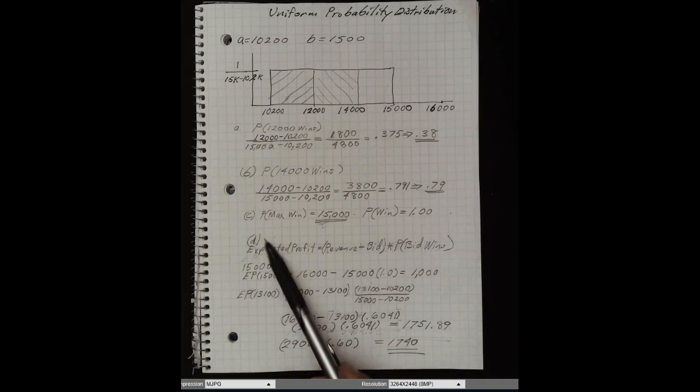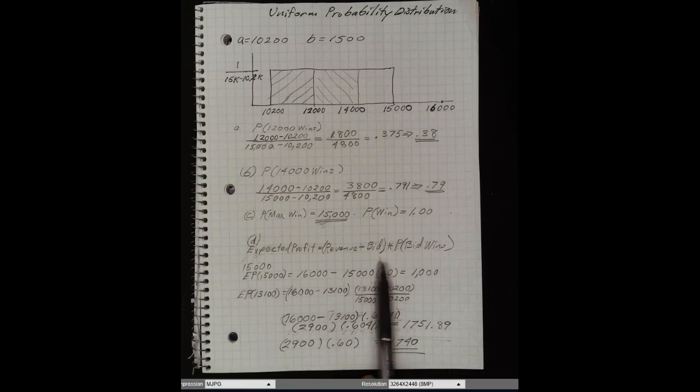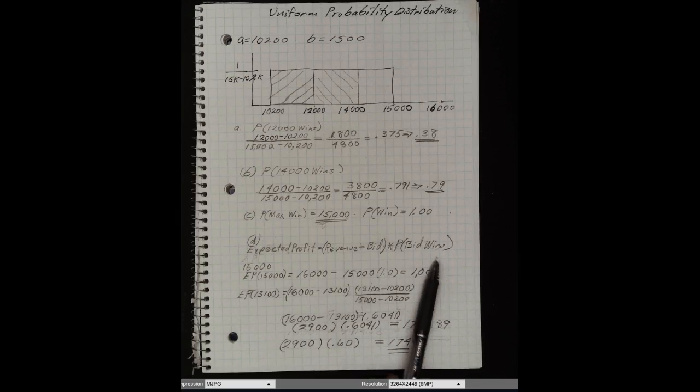Next, they tell you that somebody's interested in paying $16,000 for this property. And we assume that the current seller doesn't know that. Otherwise, why would they sell it to you? They'd just sell it to that person themselves. But the expected profit is the revenue minus the bid, whatever you decide to bid, times the probability that that bid's going to win. So if we look at 15,000, we've got 16,000 minus 15,000, or 1,000 times 1. That's an expected profit of $1,000.